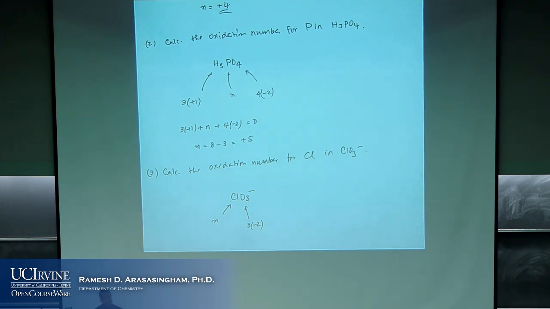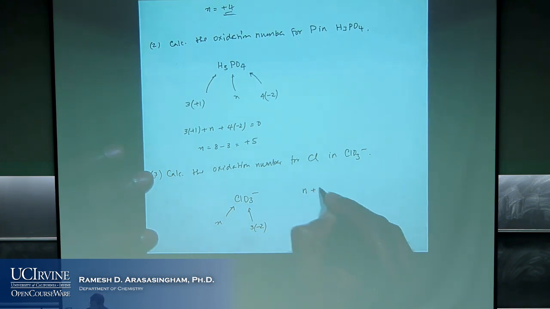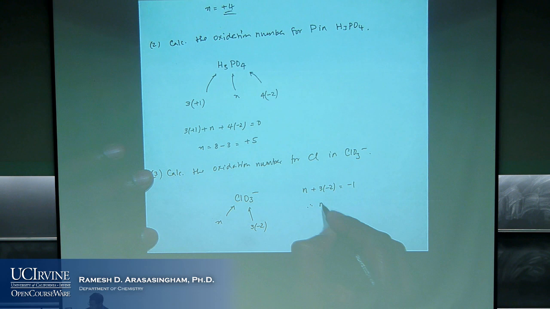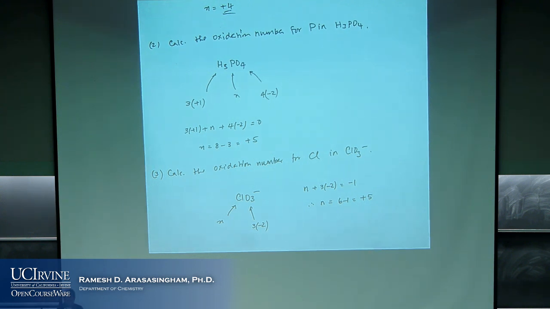But now you can see this is a polyatomic ion that has a charge of -1. So that means the sum of these two should equal -1. So that means N plus 3 times -2 should equal -1. Therefore, N equals 6 minus 1, which is +5. All right? And so, once again, you can see that when you assign oxidation numbers, you have to put signs. It either has to have a negative sign in front, or a positive sign, or it has to be 0.